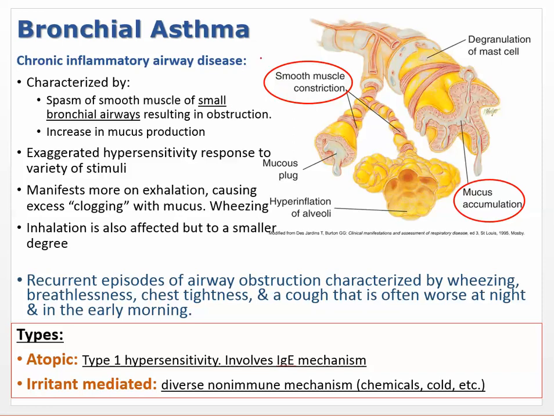Okay, so let's talk about bronchial asthma. It's a chronic inflammatory airway disease. So we're trying to pick apart things that make things different. Spasm of smooth muscle of small bronchial airways resulting in obstruction. So now we have a spasm of smooth muscle in small bronchial airways, and an increase in mucus production.